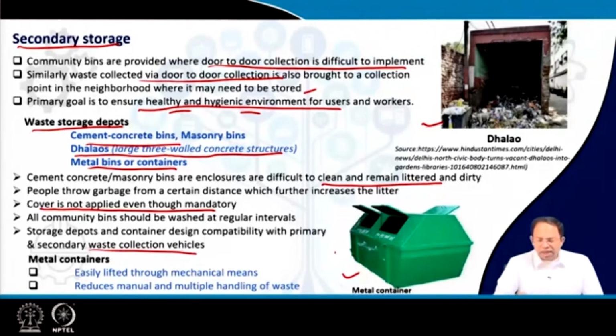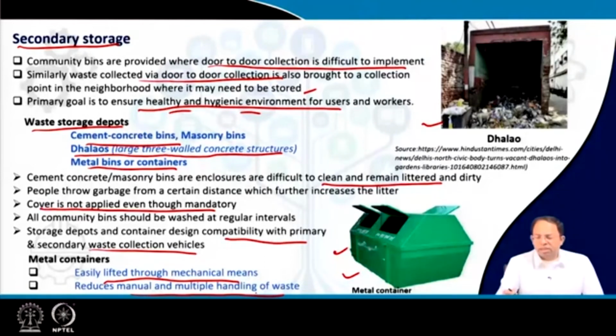So that means if we are storing waste in a metal container, it should be such that it could be lifted by a vehicle or a lorry. By the chain mechanism they have, they will fit the chain to this container, lift it, put it on the lorry and then take it to the final disposal point. So the design has to be compatible with those kinds of mechanisms. So metal containers are usually preferred in today's context instead of cement, concrete or masonry bins or dhalaos, because these are easily lifted through mechanical means and also reduce manual and multiple handling of waste.